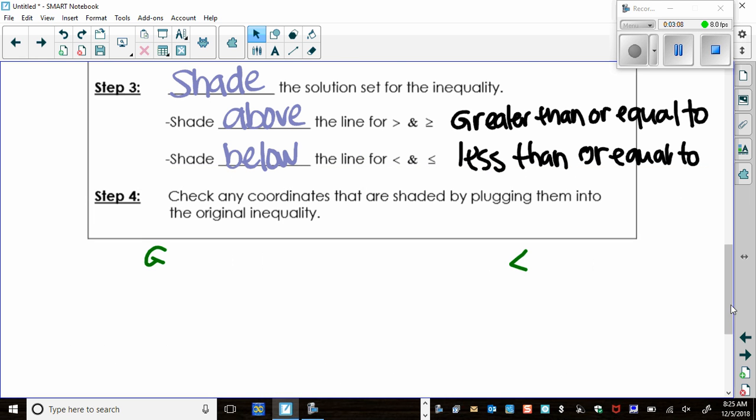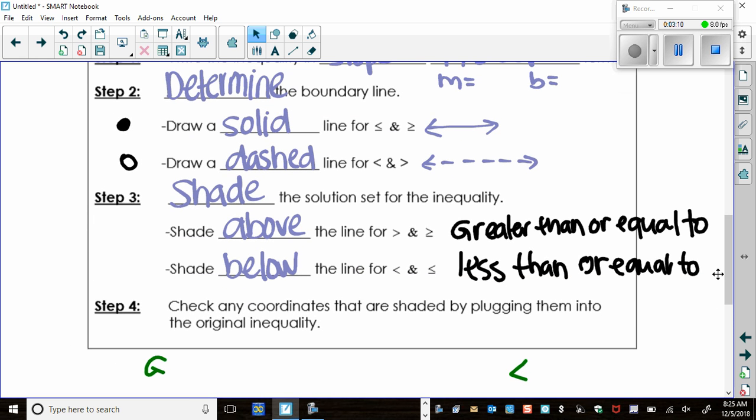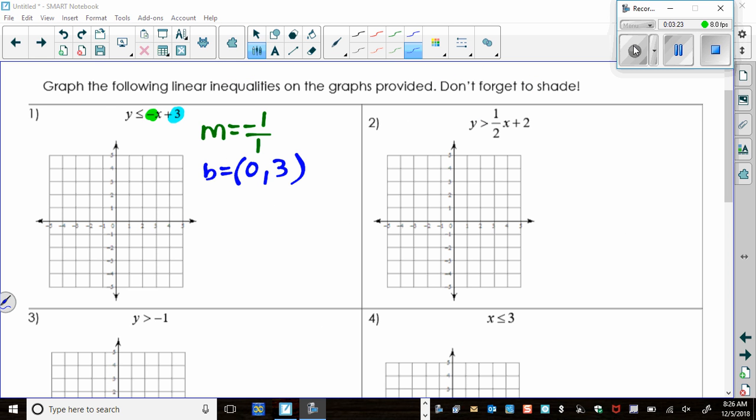And then step 4 is to check any coordinates that are in the shaded area by plugging them into the original inequality. So that's the basis for this topic. If you turn the page, we can start working on some examples. Okay, so as you notice, I like to highlight certain parts of my inequality so that I can see what each of them mean. The green highlighted portion is my slope. I already wrote down that my slope is -1/1, and my y-intercept is 3.